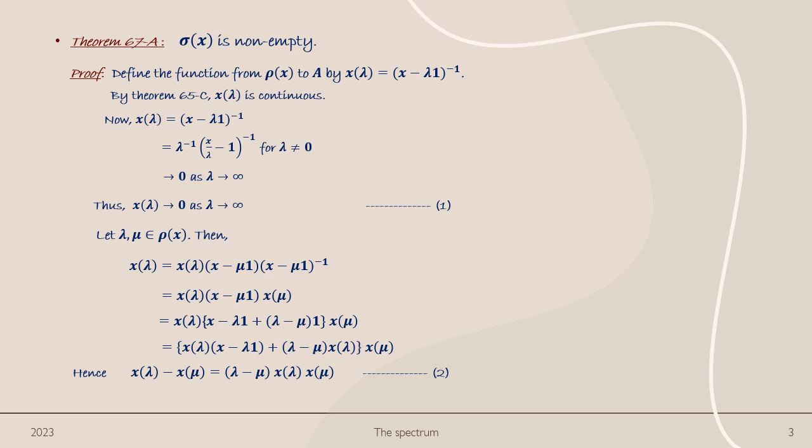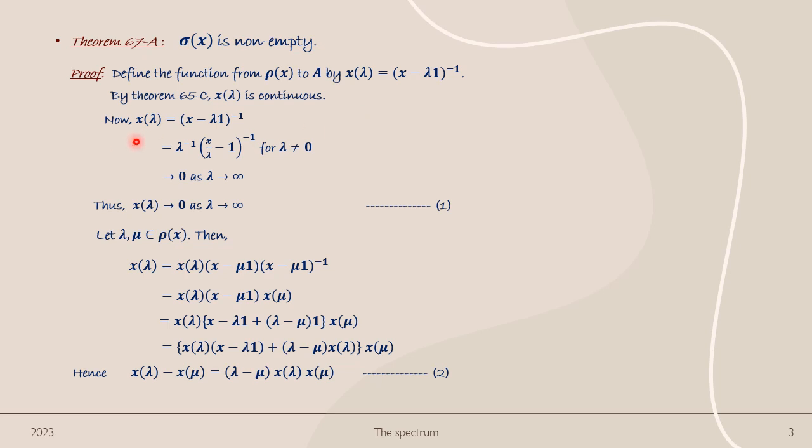To prove the theorem, first define a function X from rho of x to A. Rho of x is the resolvent set of x. So X of lambda, where lambda belongs to rho of x, is equal to (x minus lambda 1) power minus 1, the inverse of a vector in A. So X takes an element lambda in rho of x to the right hand side, a vector in A. By theorem 65c, X of lambda is continuous.